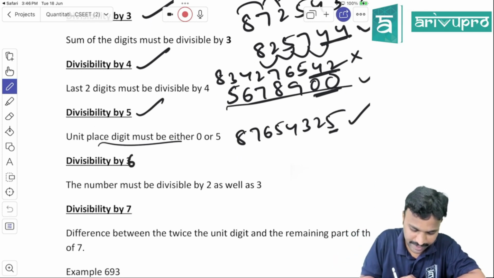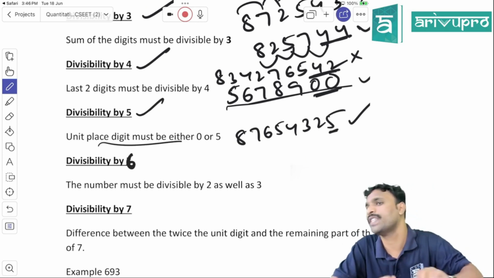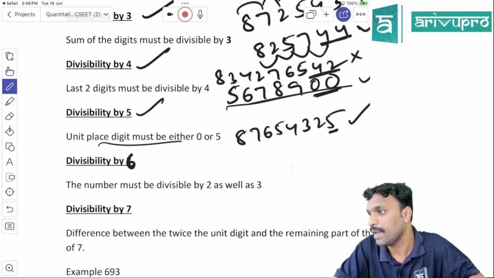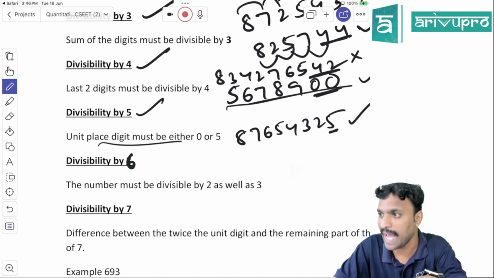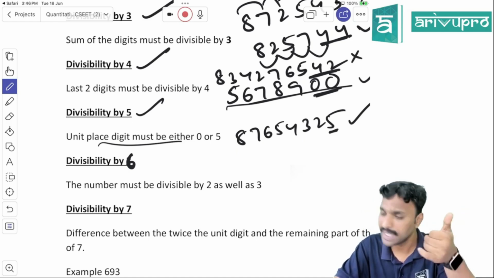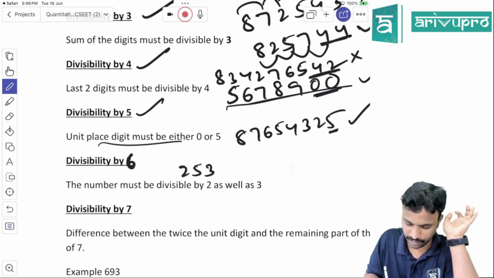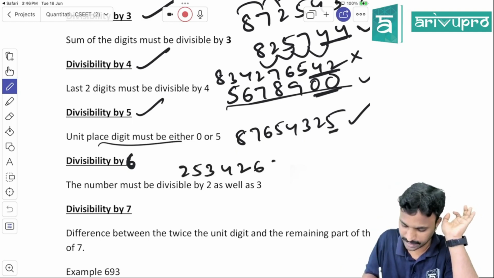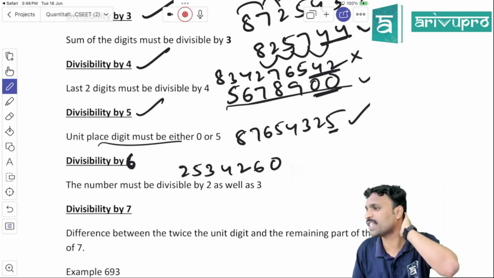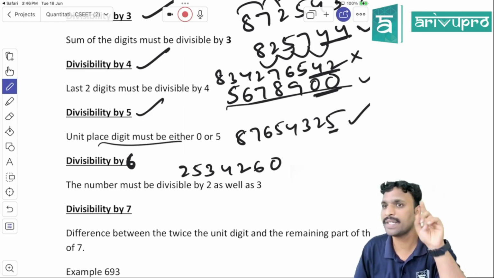Moving on to divisibility by 6. What is the divisibility rule for 6? It should be divisible by 2 as well as divisible by 3. Then it is divisible by 6. Number 2534260. Is it first of all divisible by 2? It is divisible by 2.